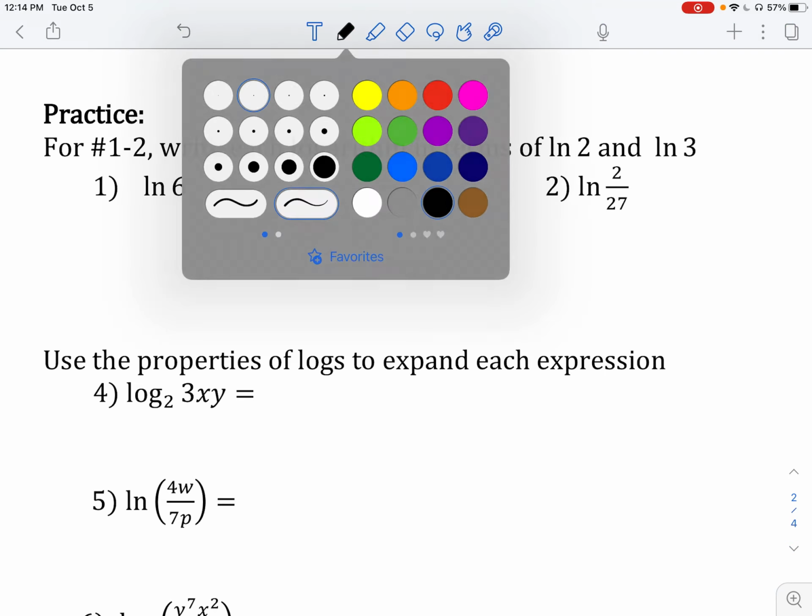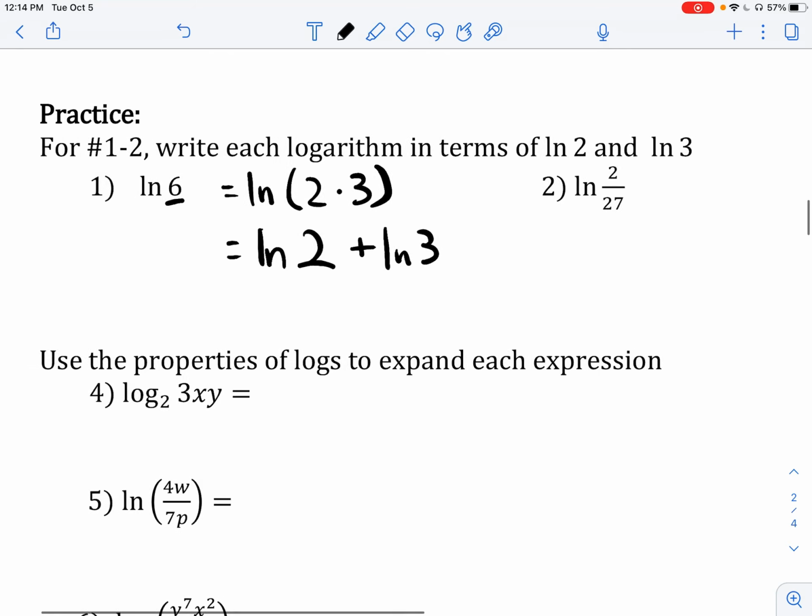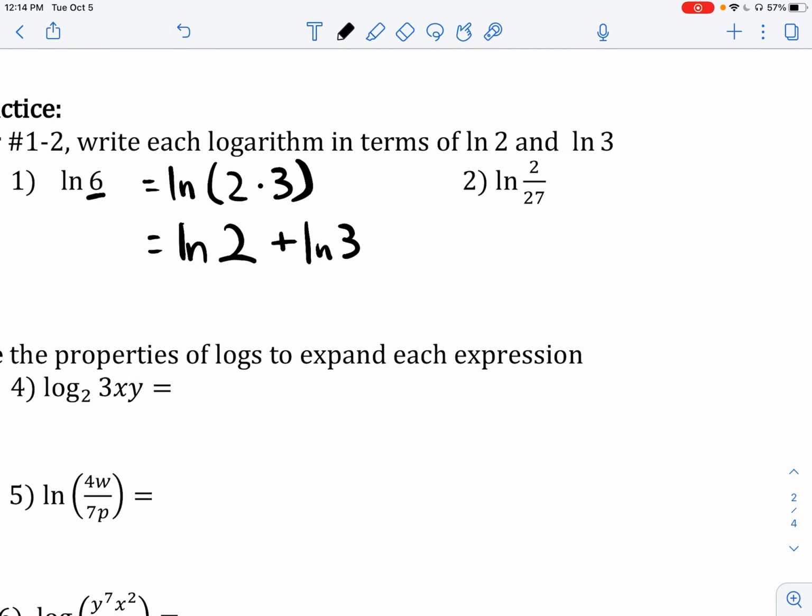Well, first off, how can I rewrite 6 in terms of 2 and 3? Well, this is equivalent to natural log of 2 times 3. And our property would state that we can then expand this as the natural log of 2 plus the natural log of 3. Okay, well, what about number 2, natural log of 2 over 27?